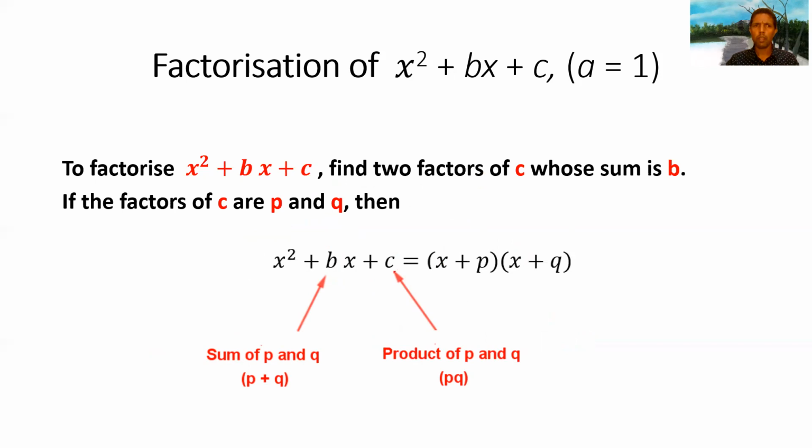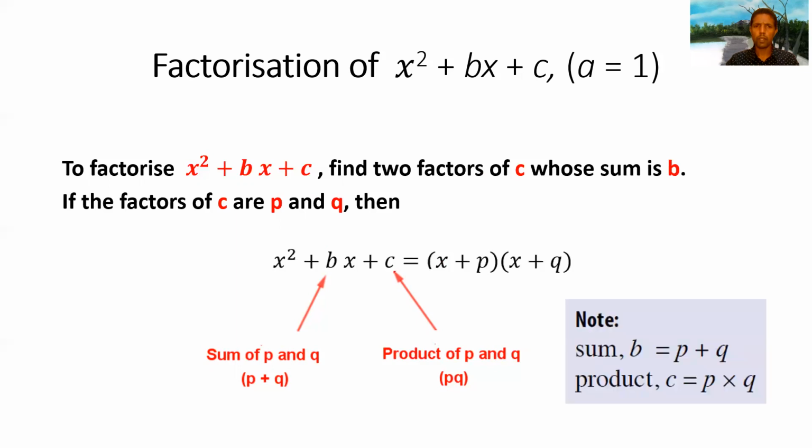For instance, if factors of c are p and q, then x squared plus bx plus c equals (x plus p) into (x plus q), where c is the product of p and q, and b is the sum of p and q.